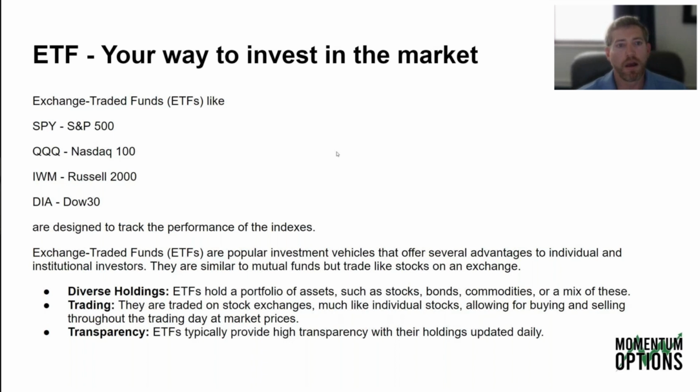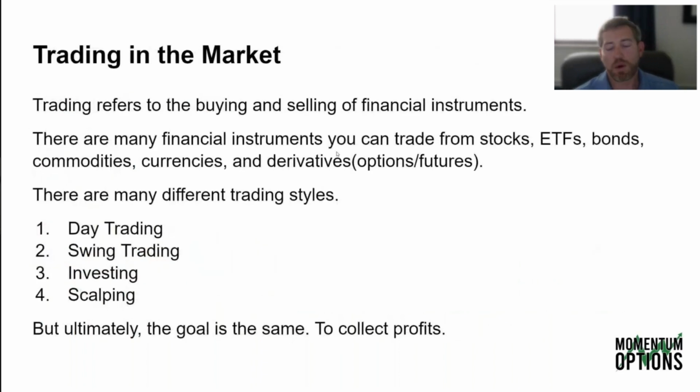So yeah. Now, when we talk about trading in the market, trading simply refers to the buying and selling of these financial instruments. Now, there are many types of instruments. We can trade stocks, one of the many companies in our ETFs. We could trade the ETF, which is a basket of all of those companies. We can trade bonds, we can trade commodities, currencies, and derivatives. Derivatives are going to be options and futures.